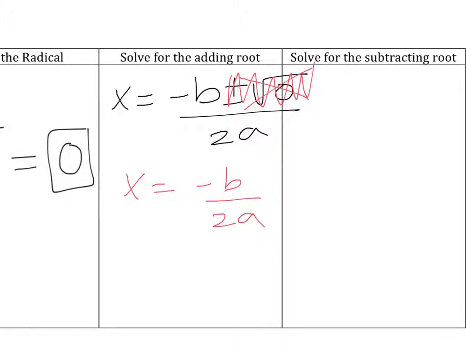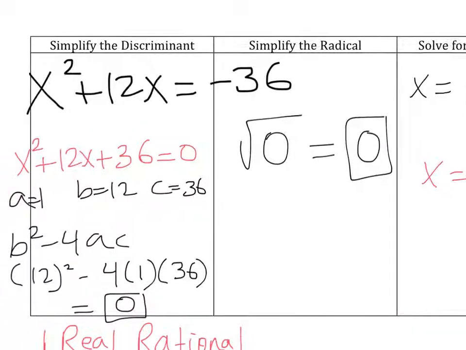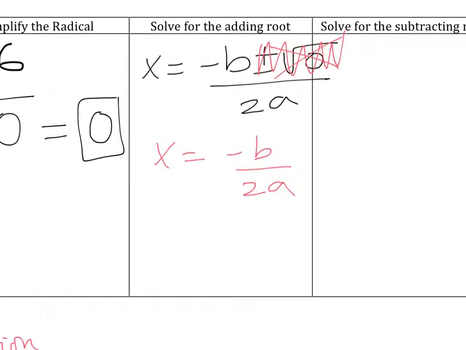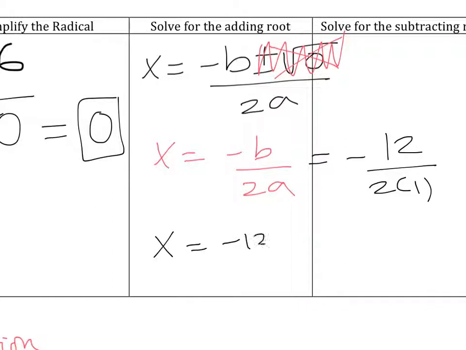Now let's go back to see what our b was, 12, and a was 1. So x is equal to negative 12 over 2 times 1, which is a. So x is equal to negative 12 over 2, which is negative 6. As you can see, we only have one real and rational solution because there's no radical.